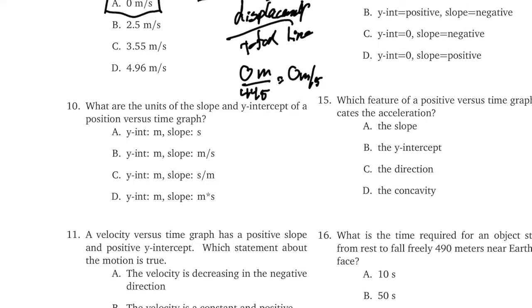All right, if I make a graph of position versus time, the y-intercept is always going to have the same units as the vertical axis. And you'll see I put meters for all of them. The units for the slope are going to be the units of the rise divided by the units of the run, which should be meters and seconds. So the answer is B.